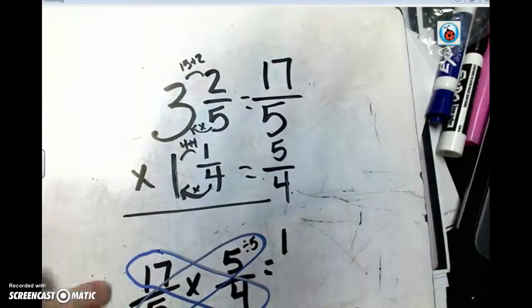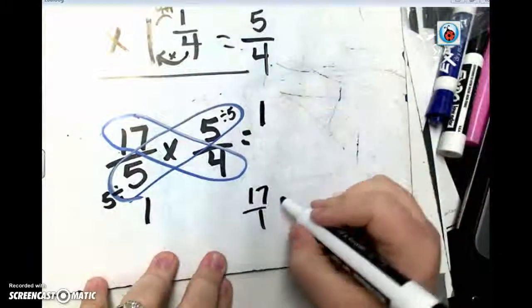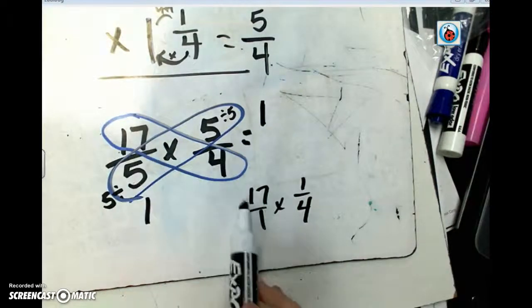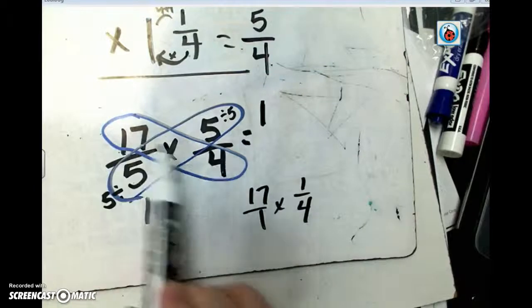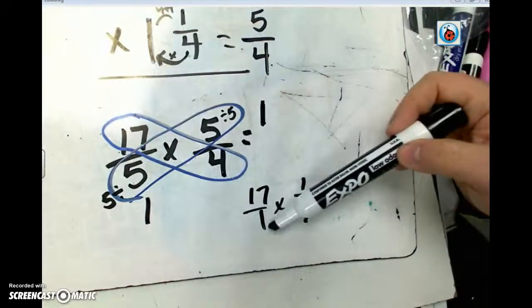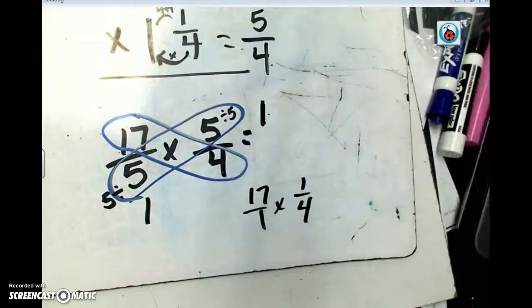So now I have fractions of 17 over 1 and 1 over 4. Notice this 17 didn't change and this 4 didn't change because we said that they had no common factors, so I could not reduce them. My 5 changed to a 1. I carried that 1 down here. This 5 also changed to a 1. I wrote it as a 1 there.